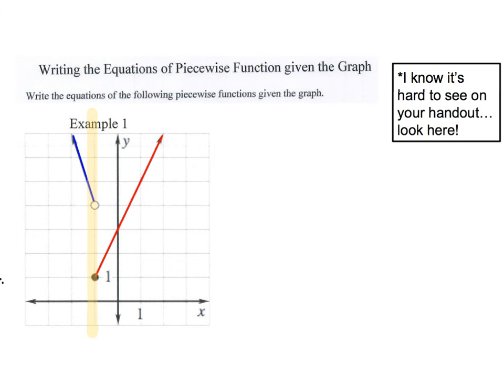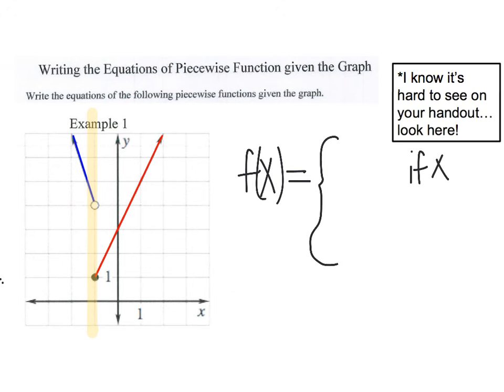So we know that for the first part of our piecewise function, we're going to say that f of x equals something. We know it's going to be two separate pieces because we have two lines. So we're going to have something if x is less than -1, and then we're going to have another part when x is greater than -1. So we know that's where it's going to split.